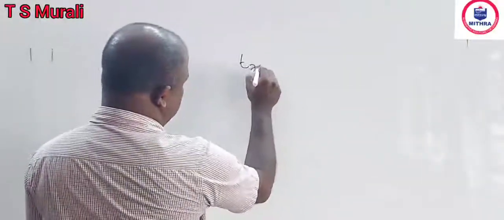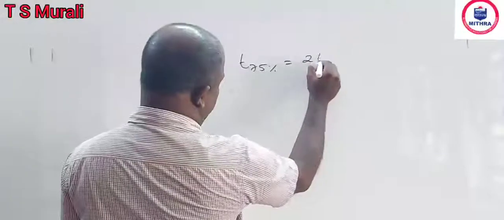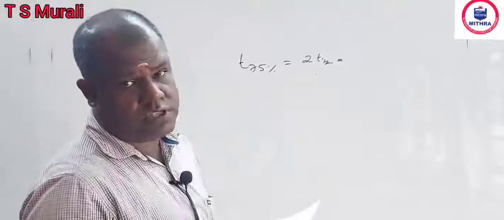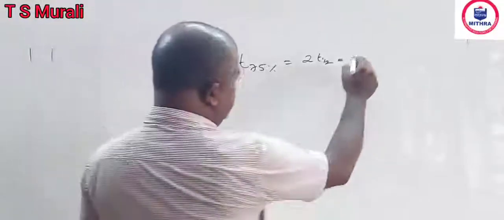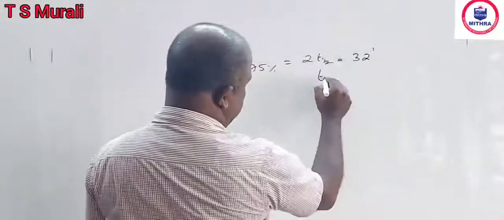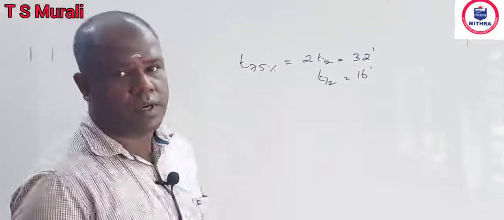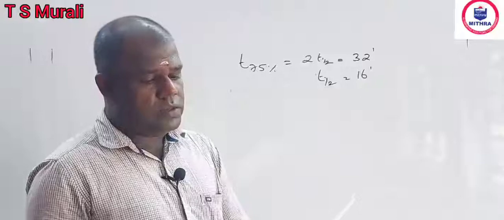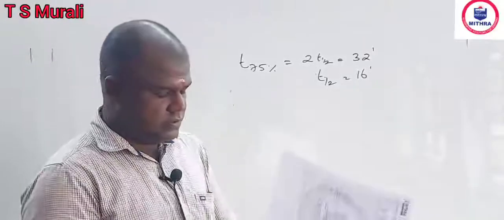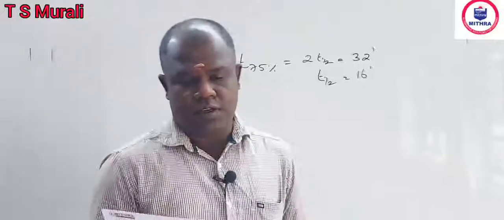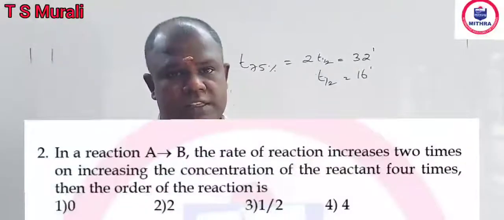There is a formula: T75% is equal to 2 T half. Applicable only for first order reaction. It is 32 minutes. That means T half is equal to 16 minutes. Agree? So the answer, 50% means T half. Clear? Very easy. Option 3 is the right answer.